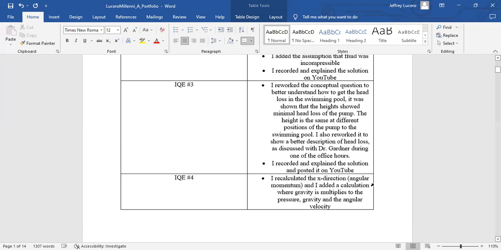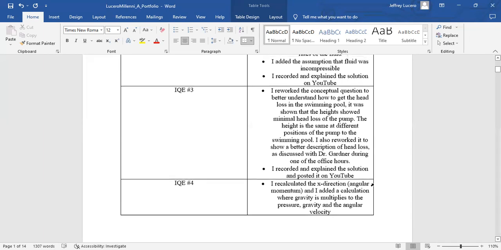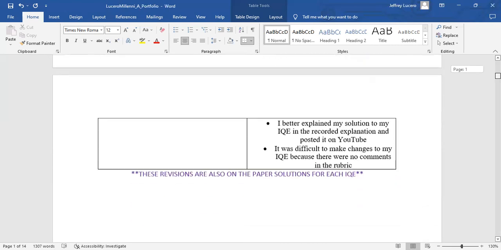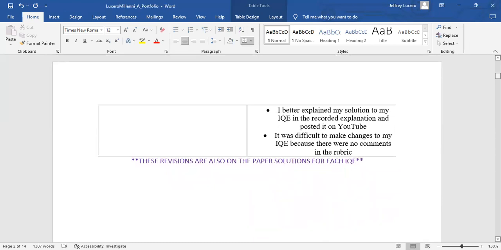For IQE number 4, I recalculated the x direction with angular momentum. I added the calculation where gravity is multiplied by the pressure and the angular velocity. There wasn't very much to say with this, so it made it difficult to find out what was wrong. In my rubric, there were only points, but it never made comments, so I didn't know exactly what I needed to change. These revisions are also on the paper solution, so I just created a table.